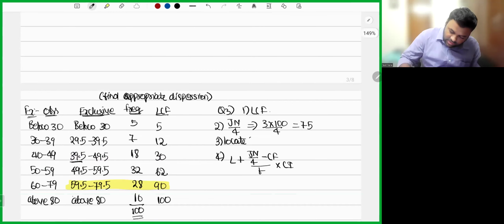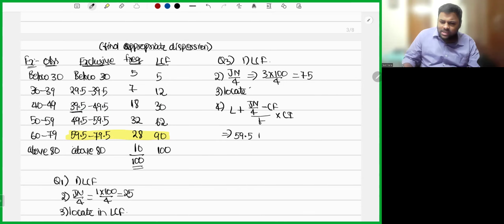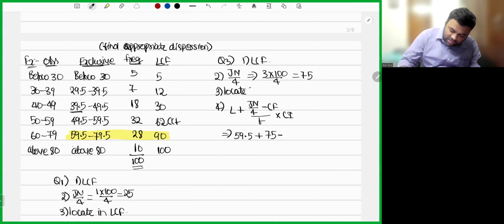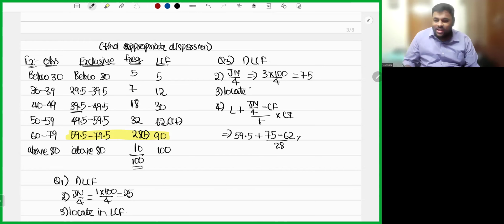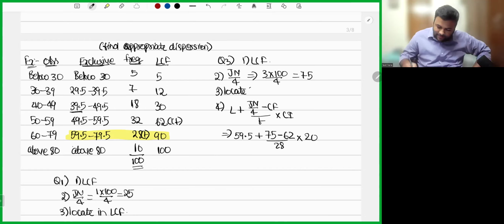Again, it depends on the L, 59.5, plus Jn by 4. How much is Jn by 4? Just now we calculated, sir, 75. Cumulative frequency of previous class 62. Frequency of same class 28. Class interval is 20. Class interval is not 10. Class interval is 20 now. Be careful. So 75 minus 62 divided by 28 into 20.